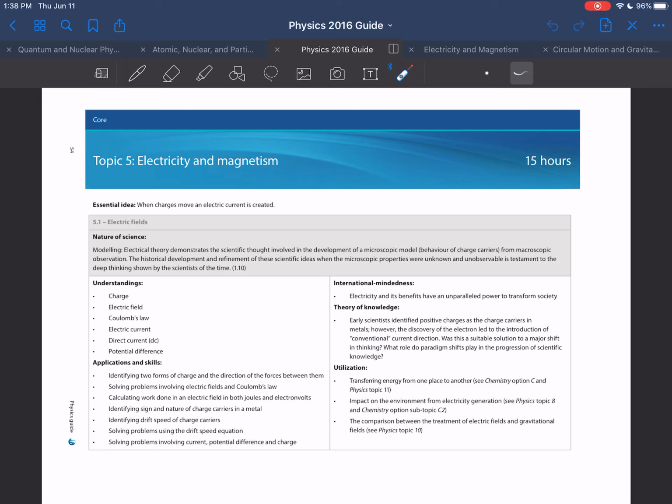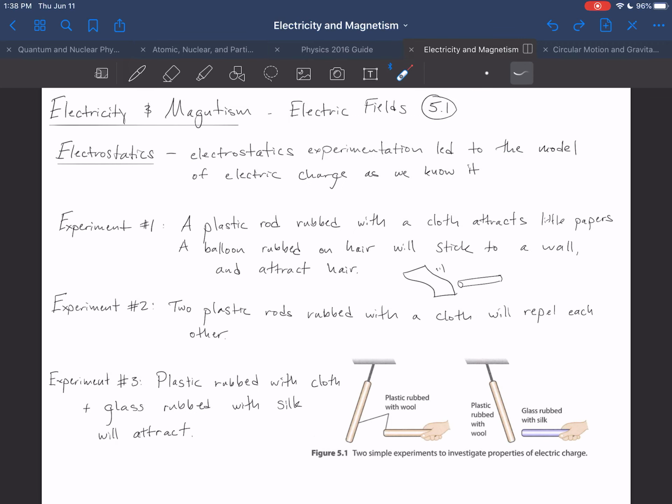Hello everyone. In this video, we will begin to examine topic 5, electricity and magnetism. In particular, we will focus on electric fields and our initial understanding of the concept of electric charge. So, in electricity and magnetism and electric fields, there are a set of traditional, pretty easy to perform practical experiments that led to the model of electric charge, which of course you are all already partially familiar with.